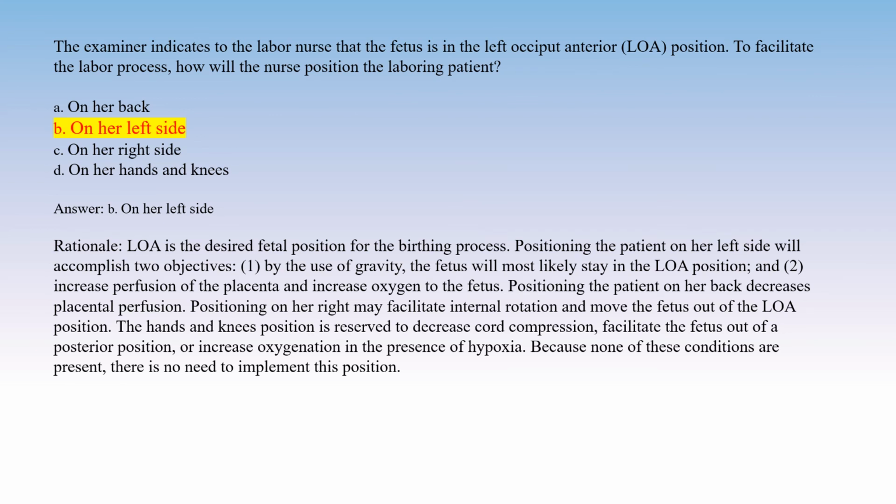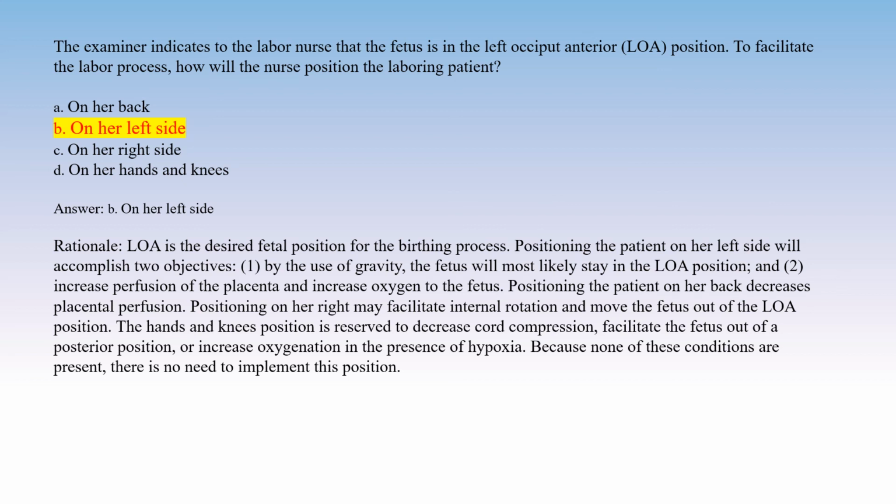Answer. B. On her left side. Rationale. LOA is the desired fetal position for the birthing process. Positioning the patient on her left side will accomplish two objectives. 1. By the use of gravity, the fetus will most likely stay in the LOA position, and 2. Increase perfusion of the placenta and increase oxygen to the fetus.